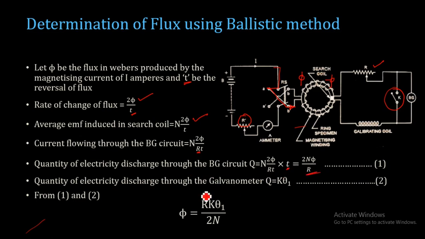So the quantity of electricity discharged to the galvanometer in terms of deflection is given by Q equal to K into theta 1, where K is the ballistic galvanometer constant. Not the key, it is a ballistic galvanometer constant, and theta 1 is the first deflection that you obtain. So you have a number of oscillations, so theta 1 will be the first oscillation or first deflection that you obtain. And when you compare 1 and 2, you have phi, which is the flux, proportional to theta 1. Okay, so this is how you measure the flux, and once you get the flux, you can calculate flux density by simply dividing by the area of cross section of the ring specimen that is taken. So in that way you are able to identify the flux density.